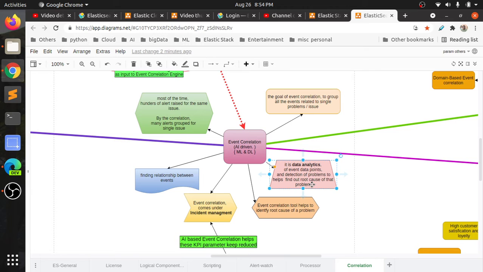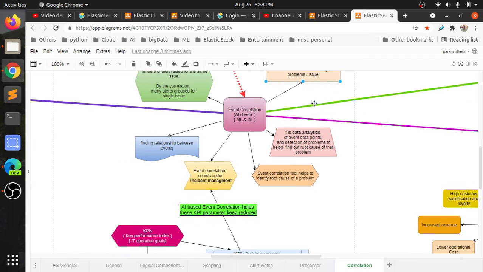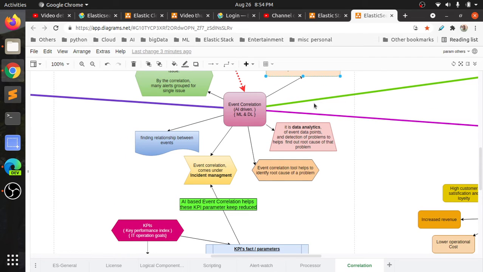Of course, the goal of correlation is just to group the related events into single groups, or group the events for particular issues. Let's say I am getting an out of memory error, slowness, or a hung thread, something like that. I want to group all of the events related to the particular issue. That is the real meaning, the layman definition, of correlation.